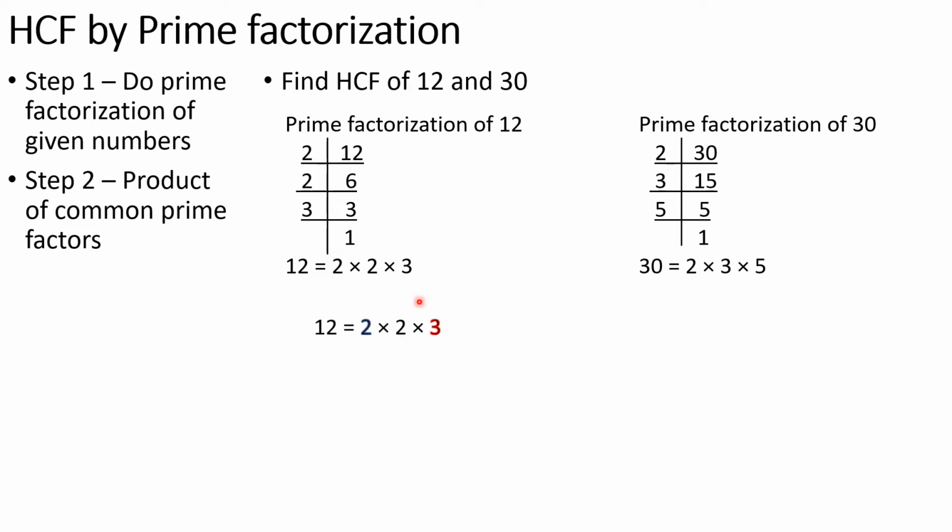Now we will write the prime factorization of 12 and the prime factorization of 30. Now see the common prime factors. So 2 is common here, and we will write 2 once only, and 3 is common here. So we will write 2 and 3. The product of 2 multiplied by 3 is the HCF, and it is equal to 6.